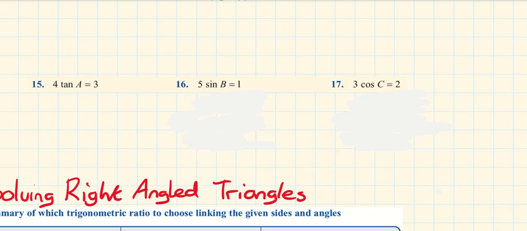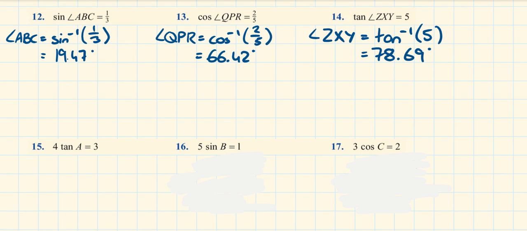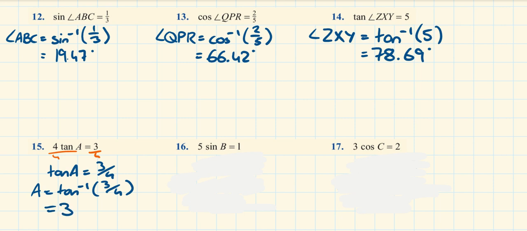Okay, so just a little one to note here, I'll just leave them up there, is if you've got something in front of your tan here, so 4 tan A. So it's very straightforward. If something's multiplying, you just divide by 4 on each side. So you'll get tan A equals 3 over 4. So obviously A equals tan minus 1 of 3 over 4. So when you put that into your calculator, you will get 36.87 degrees. So if you have something in front of the tan, you want tan on its own before you can do the minus 1. You have to divide by 4 first.